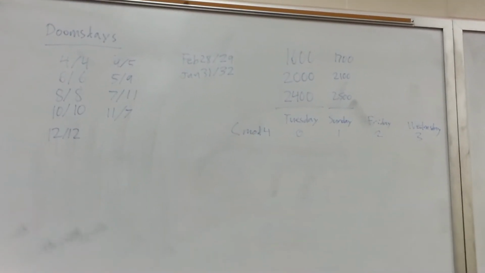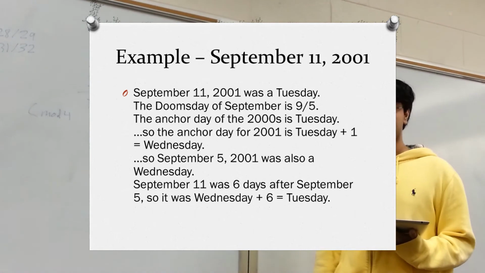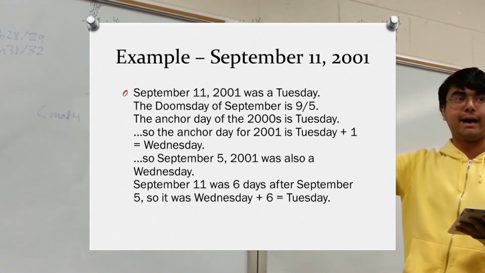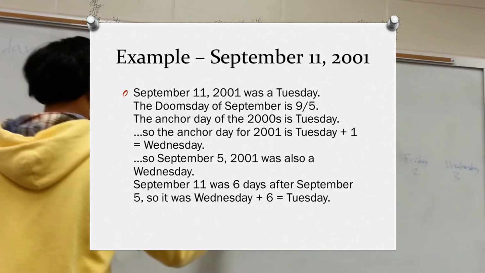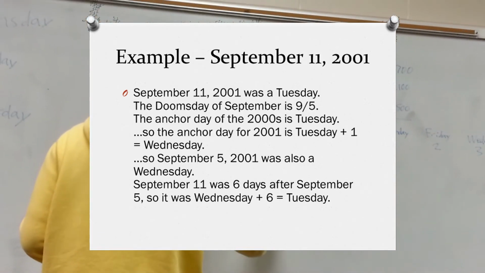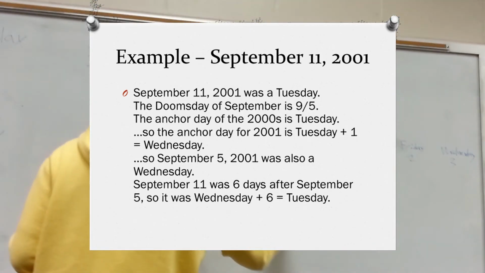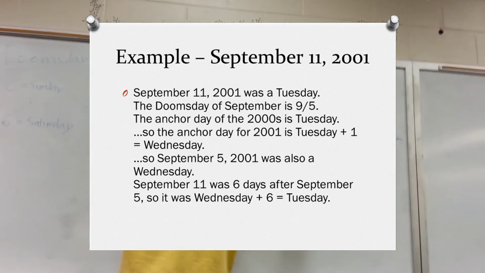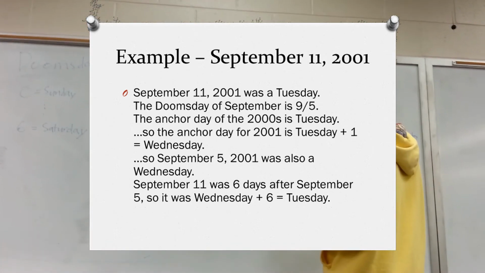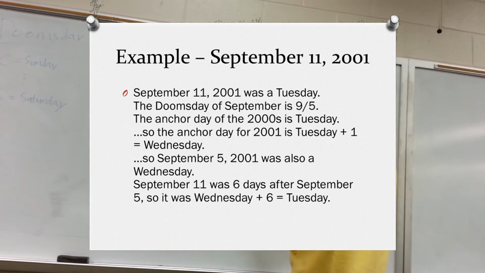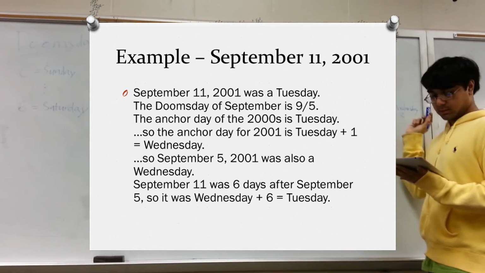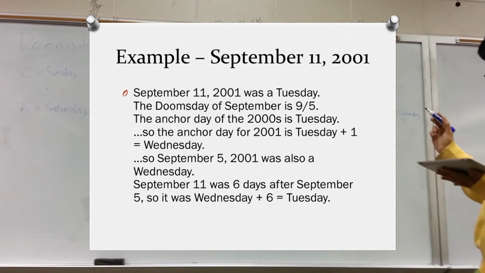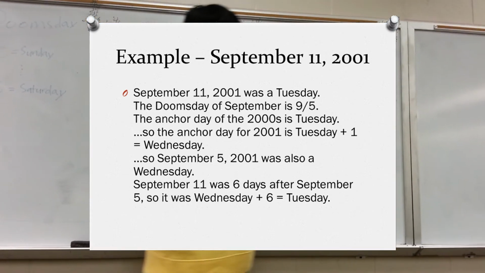What does it all mean? Let's take a look at an example. September 11, 2001 was a Tuesday. The doomsday of September is September 5th. The anchor day of the 2000s is Tuesday. So the anchor day for 2001 is Tuesday plus 1, equal to Wednesday. So September 5th, 2001 was a Wednesday. September 11th was 6 days after September 5th, so it was Wednesday plus 6, which equals Tuesday.